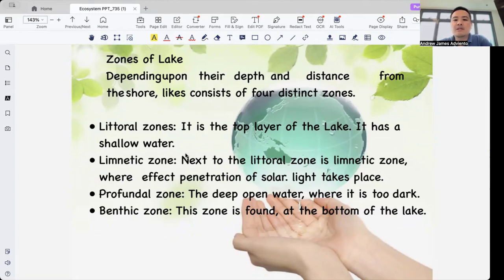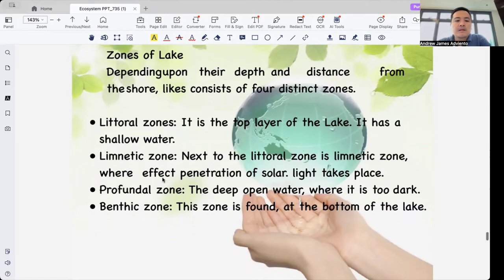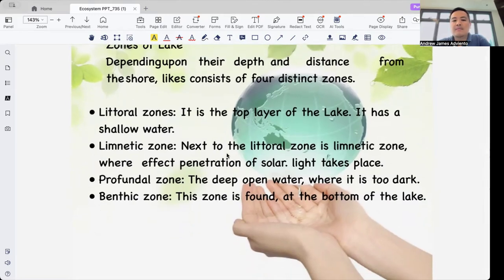It supports abundant plant life, algae, and animals such as frogs, snails, and insects, making it the most biologically active zone. The other one is what we call the limnetic zone. The limnetic zone is the open surface water away from the shore, where sunlight still penetrates. Phytoplankton and zooplankton dominate here, forming the base of the aquatic food web.